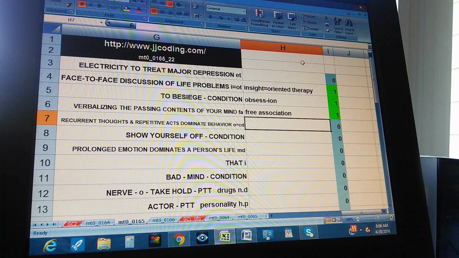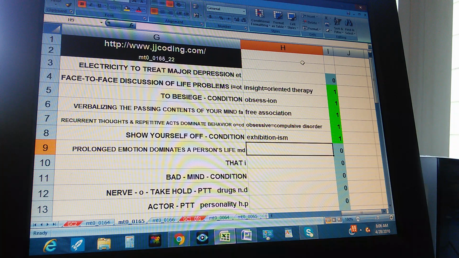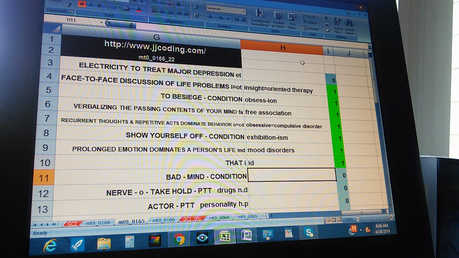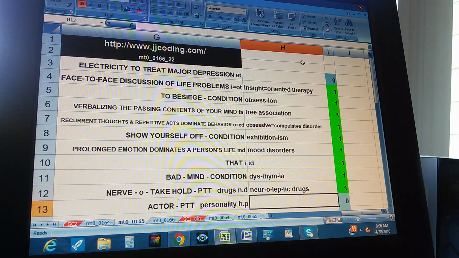Face-to-face discussion of life problems. Insight-oriented therapy. To besiege condition. Obsession. Verbalizing the passing contents of your mind. Free association. Recurring thoughts and repetitive acts dominate behavior. Obsessive compulsive disorder. Show yourself off condition. Exhibitionism.